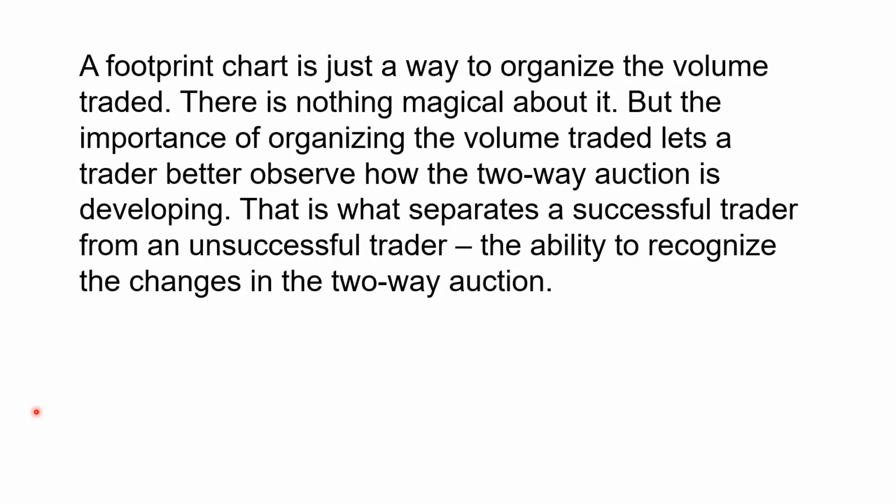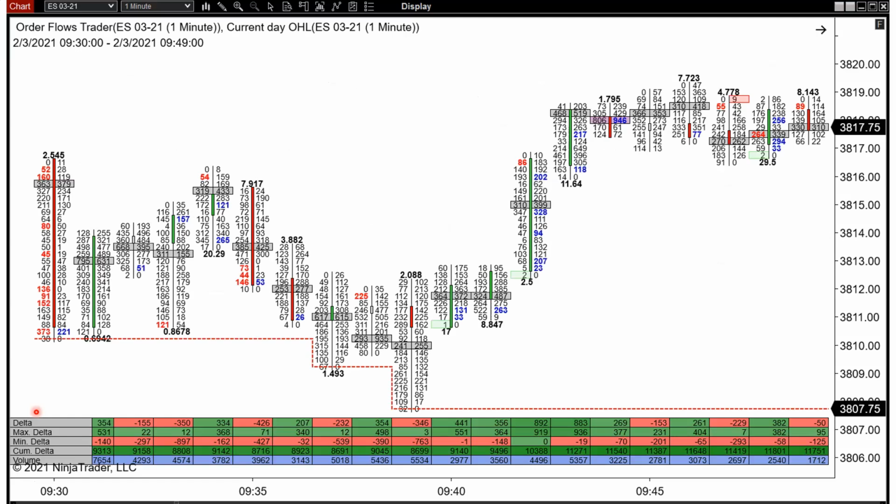Alrighty, so what is a footprint chart? Well, a footprint chart is just a way to organize the volume traded. There's nothing magical about it, but organizing the volume traded lets a trader better observe the two-way auction and how it's developing. That's what separates a successful trader from an unsuccessful trader: the ability to recognize the changes in the two-way auction.